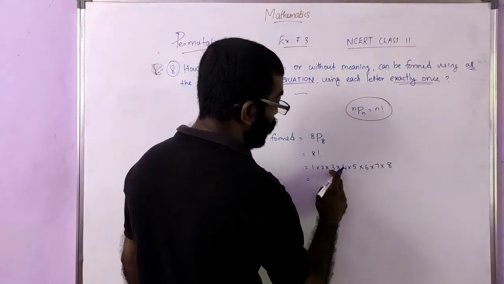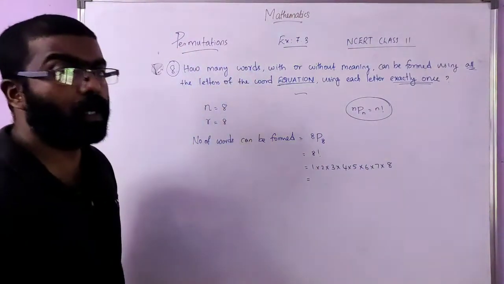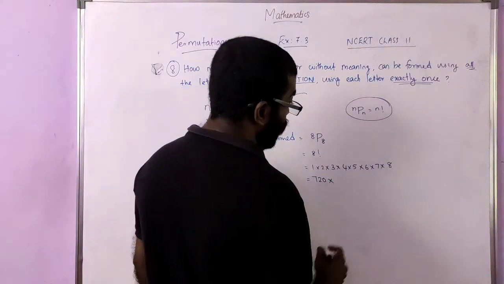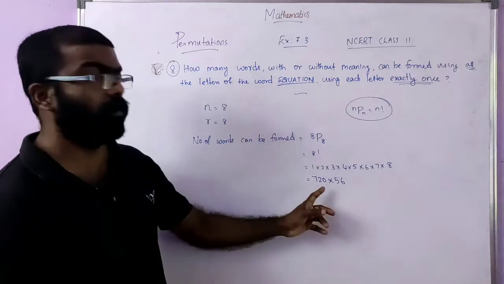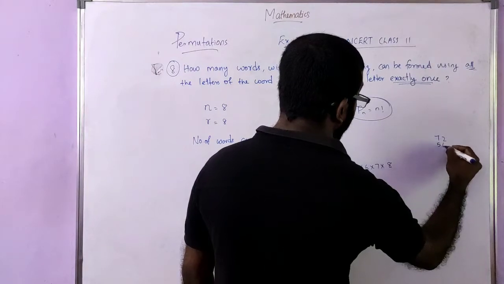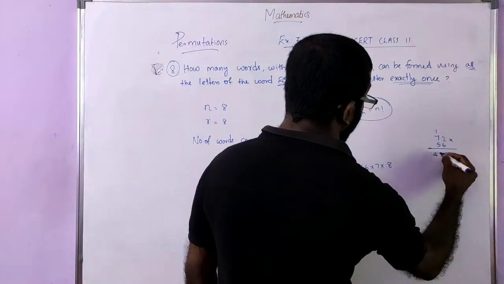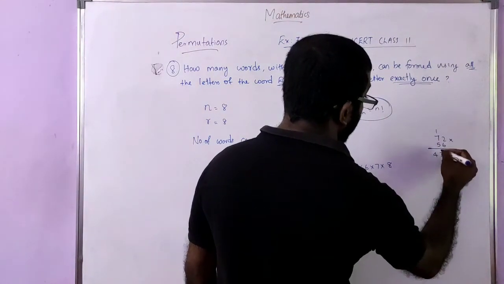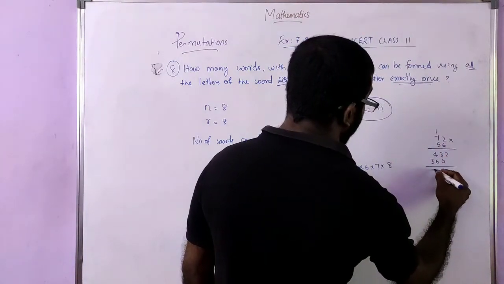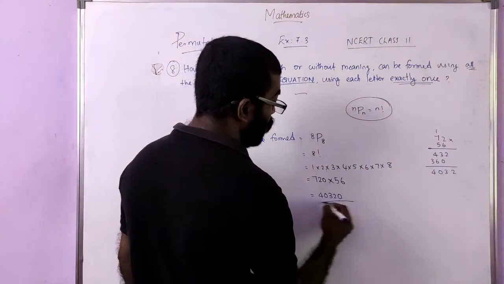1 into 2, 2; 2 into 3, 6; 6 into 4, 24; 24 into 5, 120; 120 into 6 is 720, then into 7 into 8. 7 into 8 is 56. Now we can multiply these two numbers: 720 into 56. 72 into 56. 6 2s are 12. 6 7s are 42, plus 1, 43. 5 2s are 10. 7 5s are 35, 36. So 2, 3, 0, 4, and one more 0. So 40,320.